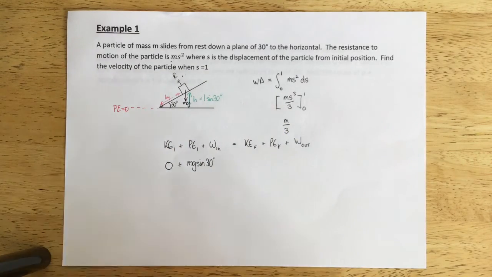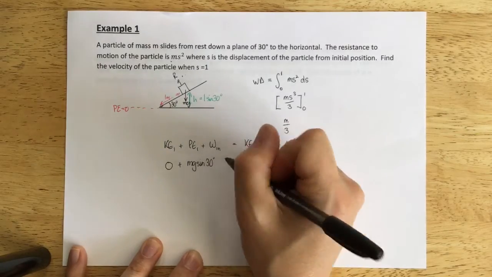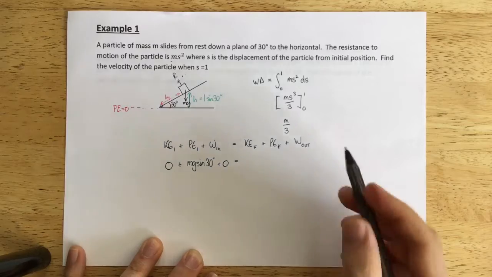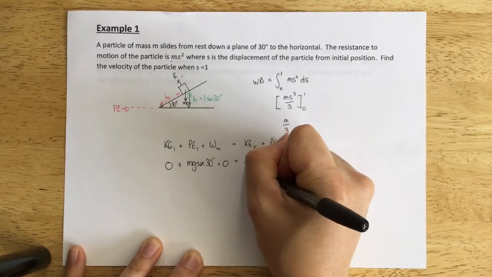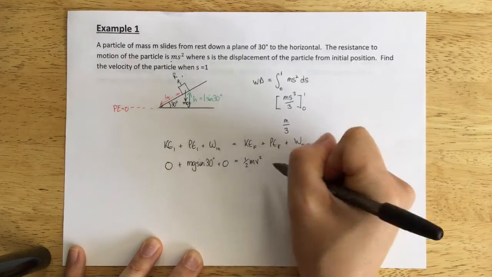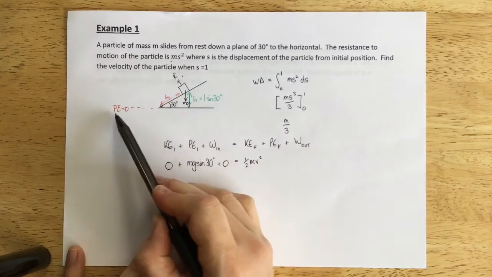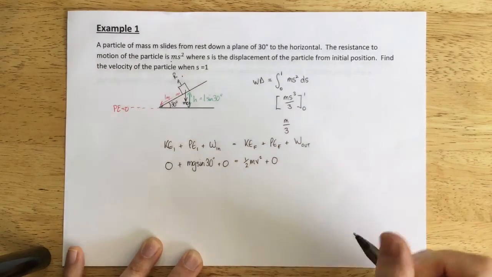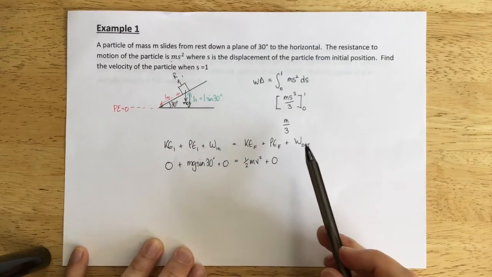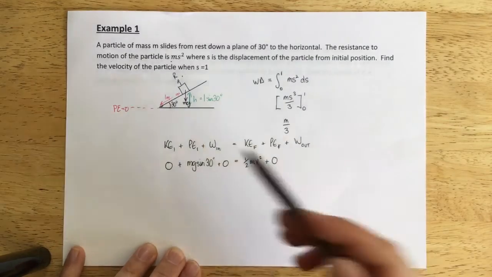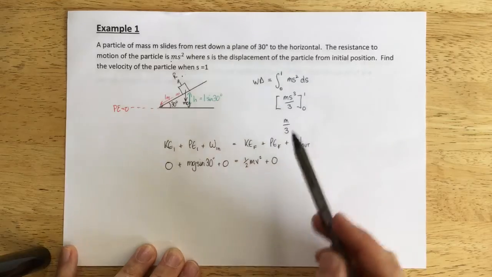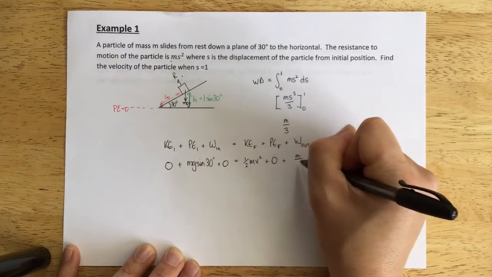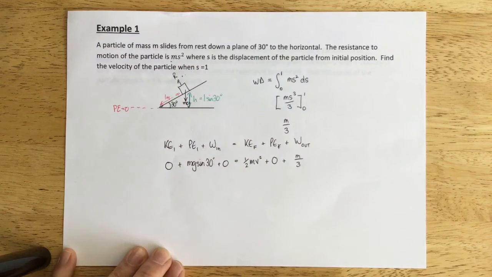There's no work put in here. We're not told about any force pushing this, so that's 0. Its final kinetic energy is what we want to find, so a half mv squared. Its final potential energy, well, we've used this as a baseline for potential energy, so it's going to be 0. And any work that goes out, well, we've had to do work to overcome this resistance, and it's m/3. So that goes in there.